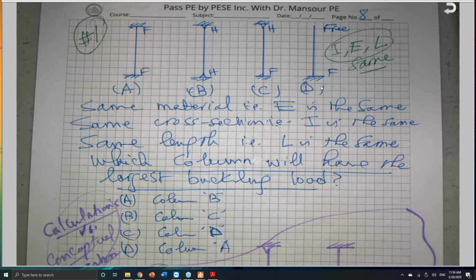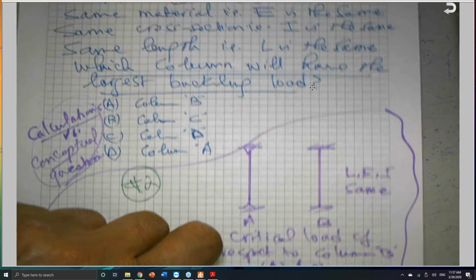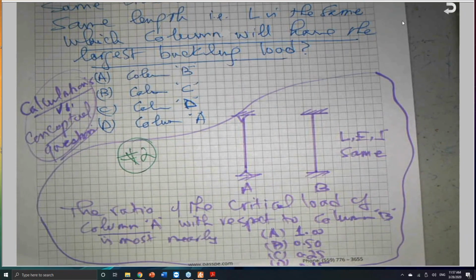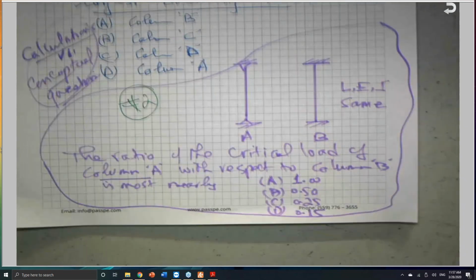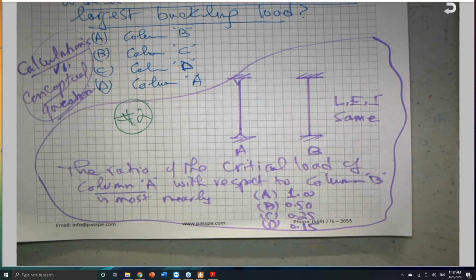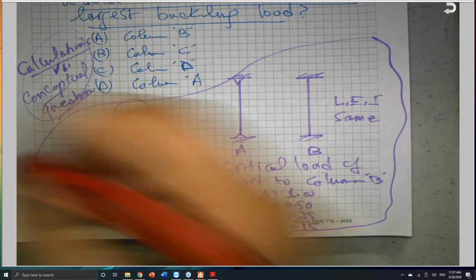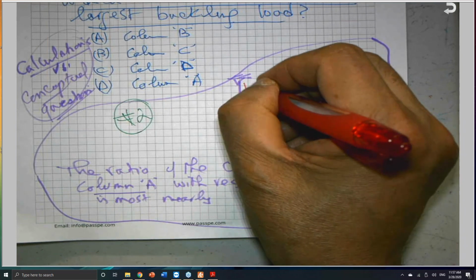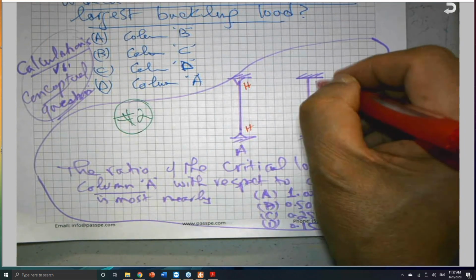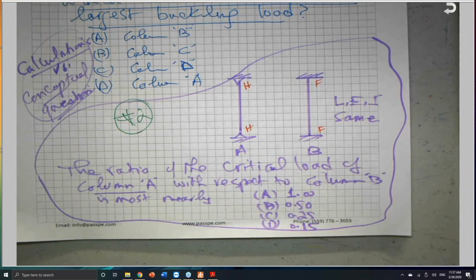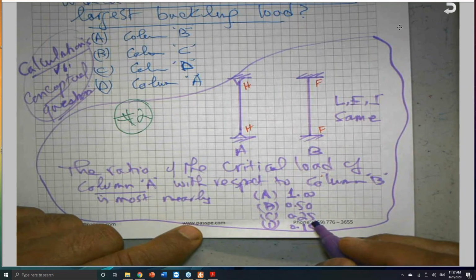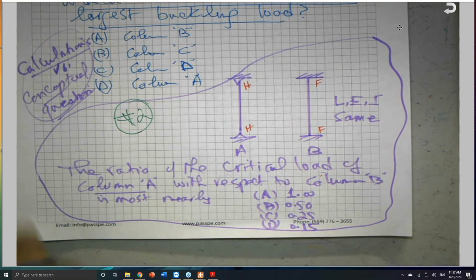Okay. Now let's go to the second question, which is this one here. Two identical columns have L and E and I the same, but this is hinge-hinge, and this is fixed. The ratio of the critical load of column A with respect to column B, the ratio is 1 or 0.5 or 0.25 or 0.15.